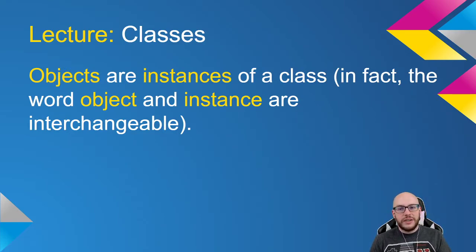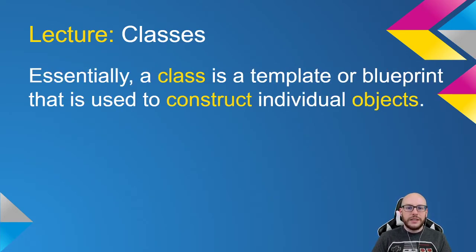Objects are instances of a class. So how do classes fit in object-oriented programming? Objects are instances of a class. In fact, the words object and instance are interchangeable. Now, this is kind of a hard concept. Let's explain. Essentially, a class is the template or blueprint that is used to construct individual objects.